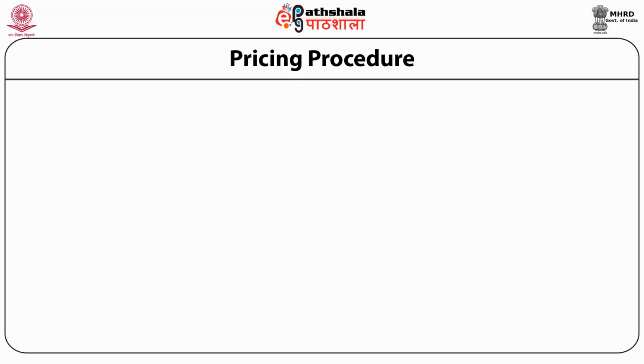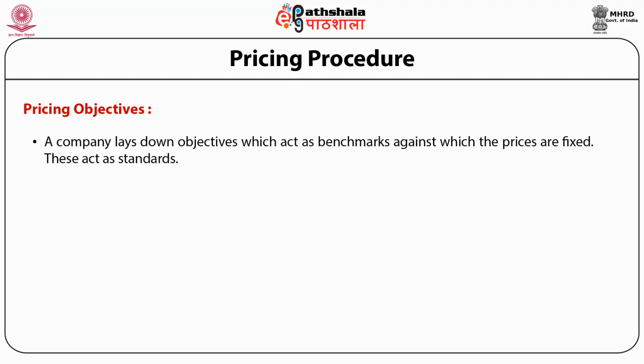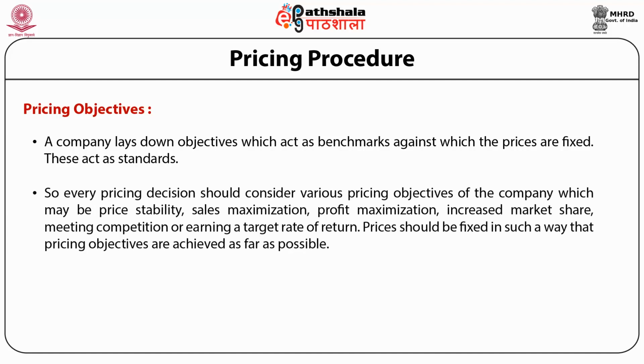These internal factors include the pricing objectives. The company lays down objectives which act as benchmarks against which the prices are fixed. Every pricing decision should consider various pricing objectives of the company. These may be price stability, sales promotion, profit maximization, increased market share, or meeting competition, and it can even be earning a target rate of return. So prices should be fixed in such a way that pricing objectives are achieved as far as possible.